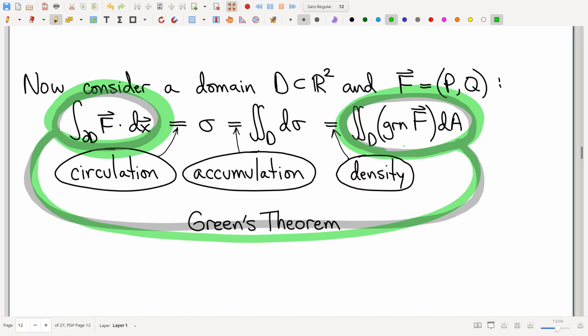Yeah, exactly. So the idea is that we have a domain D, and the curve over here that we're doing the circulation on is the boundary of that same domain. Yeah, totally. Very surprising result.